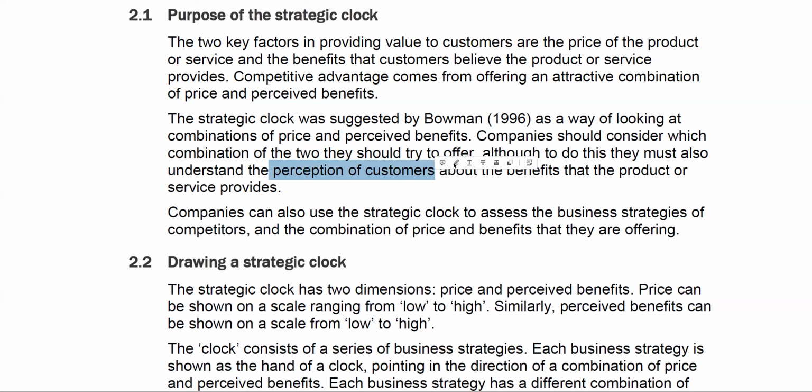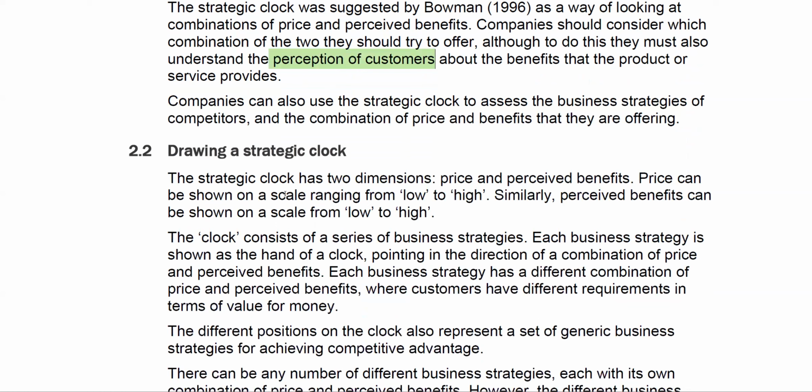Remember, value is a matter of perception. We said it about the benefits that the product or service actually provides. So what do we use the strategy clock for? They can ask you in the exam. You can also use the strategy clock to assess the business strategies of competitors.